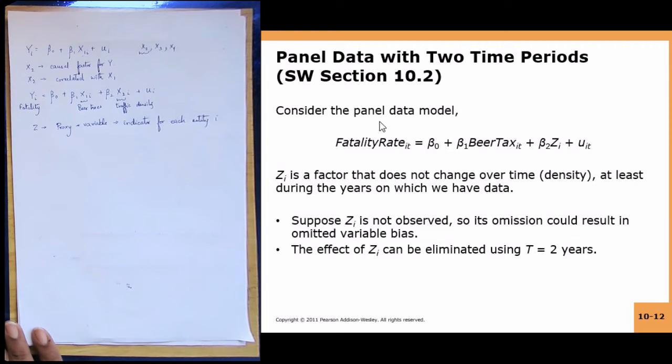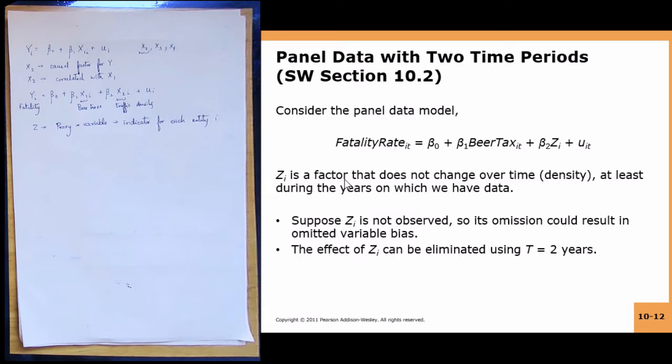So fatality rate IT is equal to beta 0 plus beta 1 beer tax IT plus beta 2 ZI plus UIT. You will notice that fatality rate has a subscript I and T for the ith entity at the tth time. Beer tax has a subscript of I and T for the ith entity and the tth time. It is changing across entities and it is changing across time. But ZI has only a subscript of I. It is changing across entities, but it is not changing across time. It is staying constant over time. This is what is being said here.